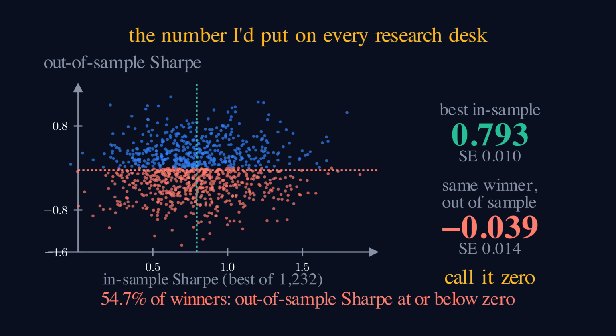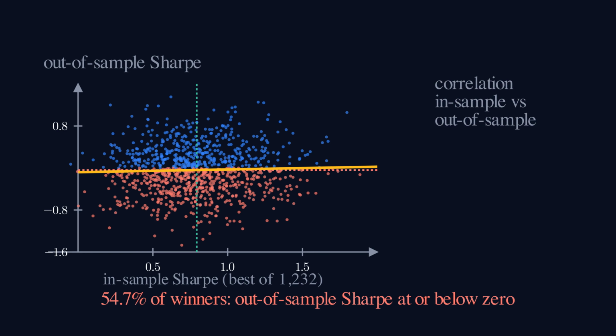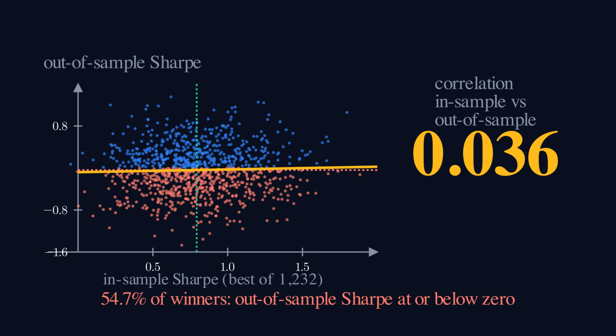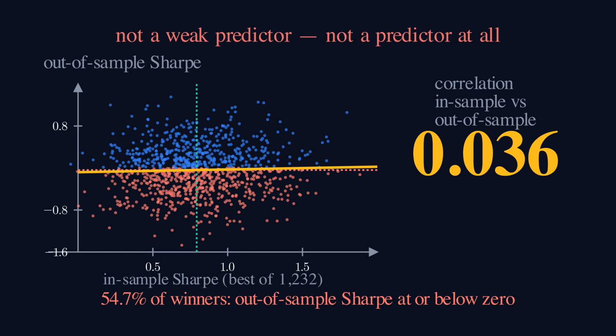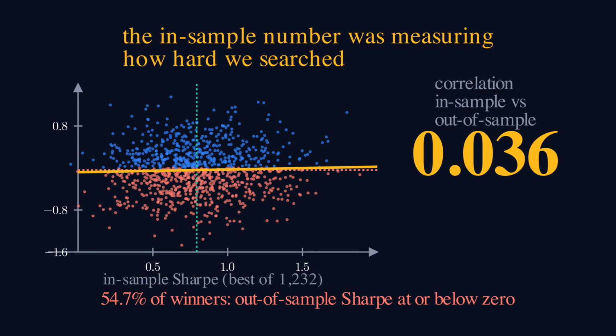Now here's the number I'd put on every research desk in the world. The correlation between a rule's in-sample Sharpe and its out-of-sample Sharpe was 0.036. Not a weak predictor of the future. Not a predictor at all. The in-sample number was measuring how hard we searched. It was measuring nothing else.